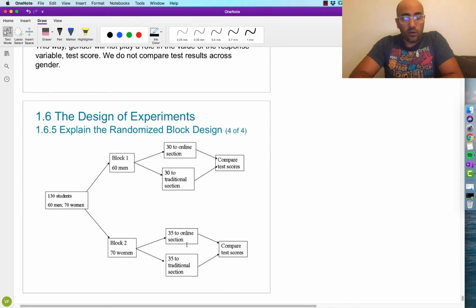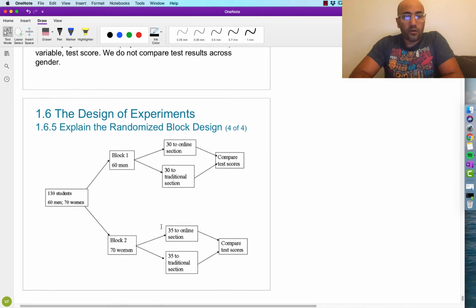What we would not want to do is to compare scores across the two blocks over here. So we wouldn't want to compare those. Good.